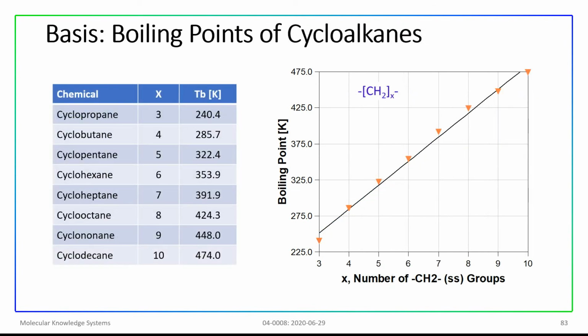And finally, here in our last example, we look at the boiling point of cycloalkanes. Here the X value denotes the number of CH2 groups in the ring. Cyclopropane has 3 CH2 groups, thus it has a value of X equal to 3. And cyclododecane has 12 CH2 groups, and thus has a value of X equal to 12. Again, if we take the slope of the regression line, we obtain a value of 33.2 K, which is the group contribution value for the CH2 group in a ring. Note that this value is different than the group contribution value for the CH2 group in a non-cyclic compound.